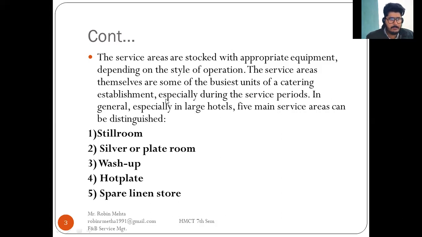If we require some fresh crockery or cutlery, we go to the wash up area and take it from there, wipe it, put whatever we want into it, and then we serve. The hot plate is situated in the pantry area, where if the kitchen prepares their food, they put it onto the hot plate so that it maintains its proper temperature when we serve. Spare linen store is for table linen, runners, napkins, whatever we require, we can take from the spare linen room.